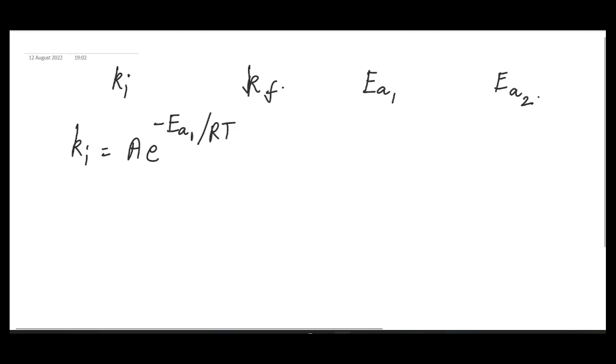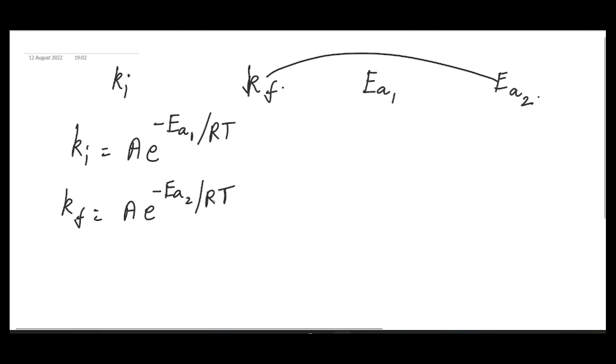RT, and one more equation we can write relating Kf and EA2. Similarly, Kf is equal to A e power minus EA2 by RT. Now we are considering the same temperature here because we are just adding the catalyst and we are assuming there are no temperature changes during the addition of the catalyst.